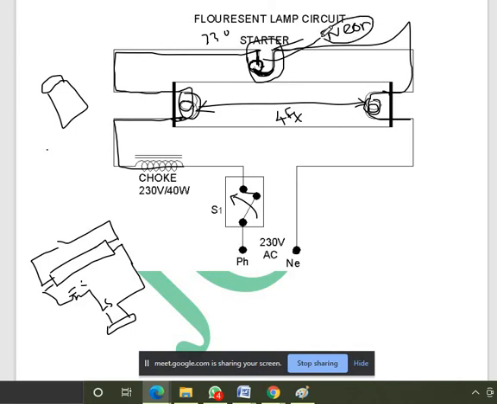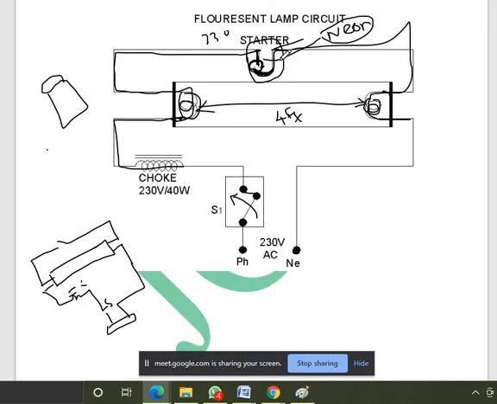At that time the neon gas is ionized. Ionized means the ions accelerate, and it increases the heat across the starter. So we apply 230 volts between the two ends, and in between we fill the neon gas. The neon gas ions accelerate, so it gets heated.